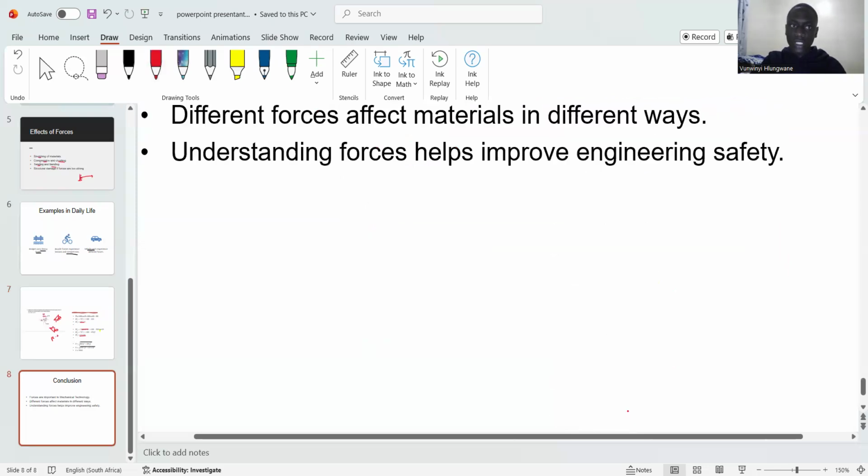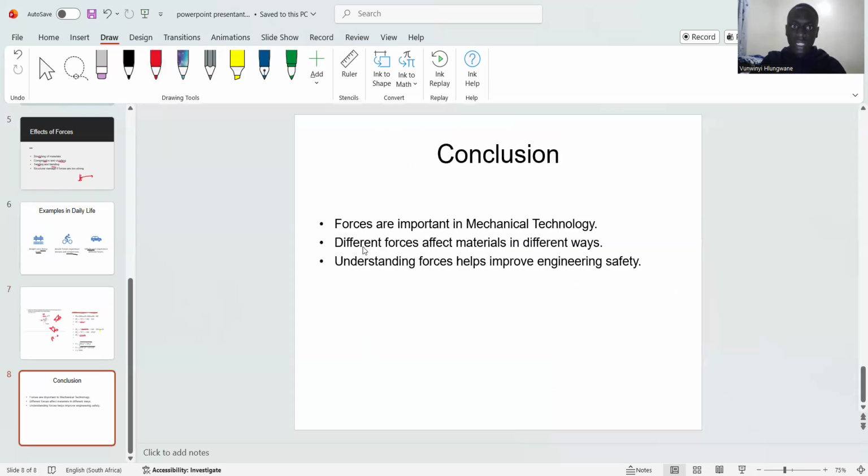Then we go to our conclusion. Our conclusion says forces are important in mechanical technology. Different forces affect materials in different ways. Understanding force helps to improve engineering safety.